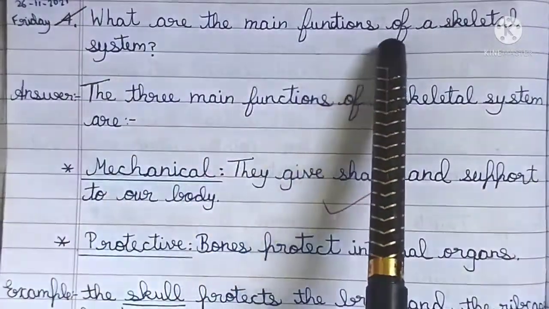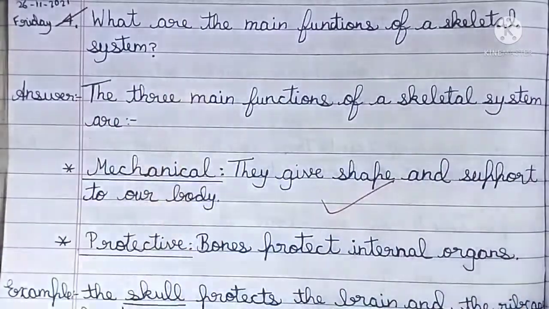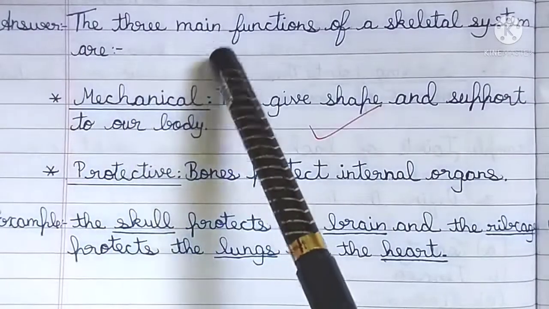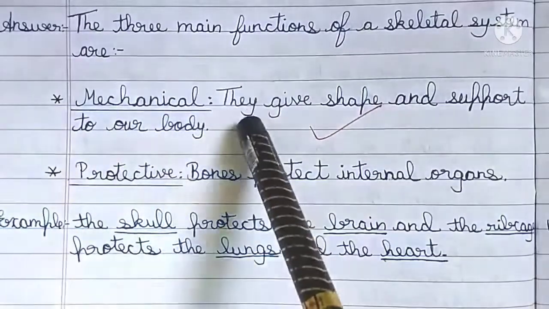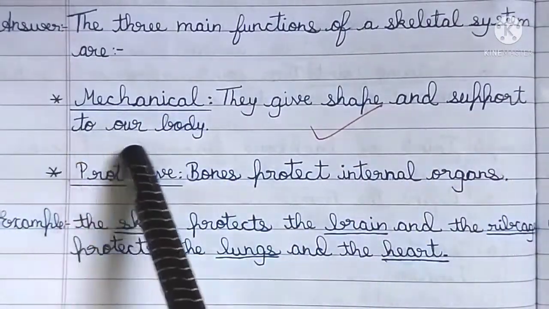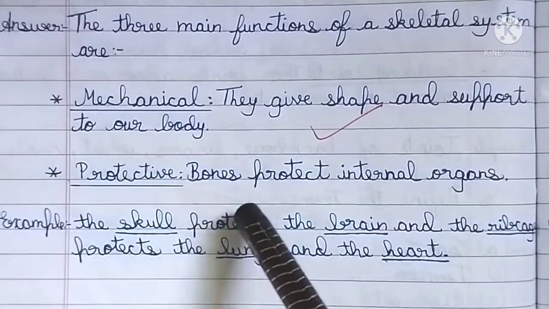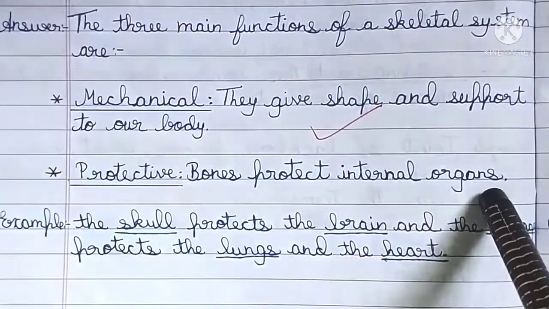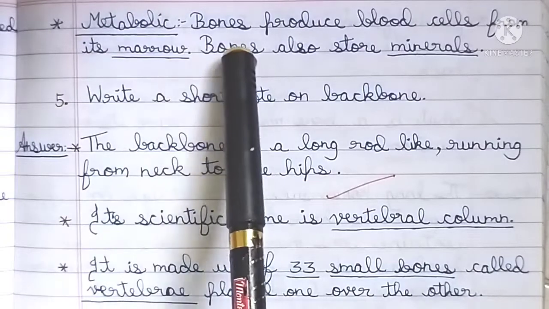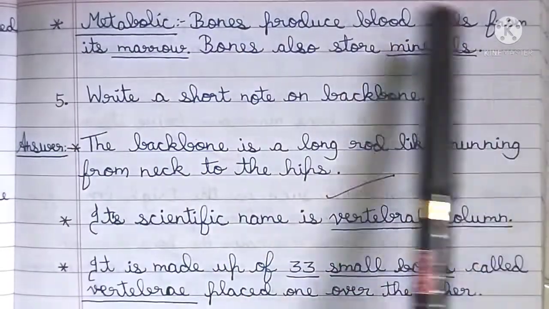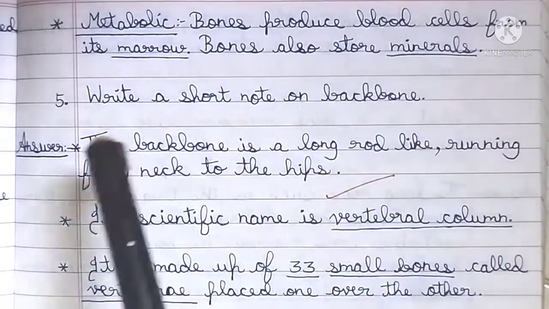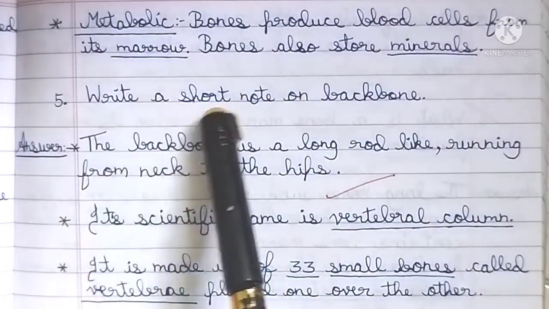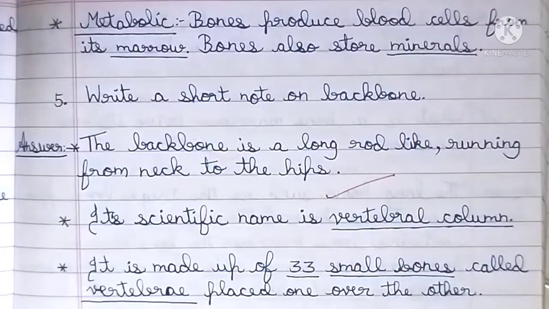What are the main functions of the skeleton system? Answer. The three main functions of the skeleton system are mechanical. They give shape and support to our body. Protective. Bones protect internal organs. Metabolic. Bones produce blood cells from their marrow. Bones also store minerals.